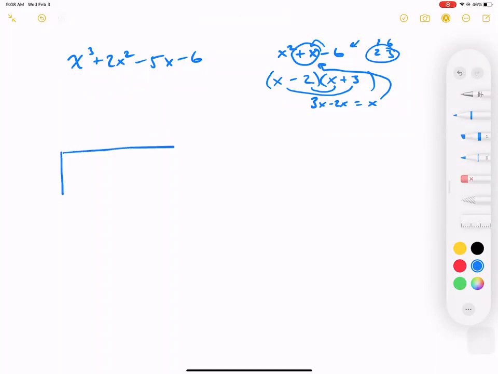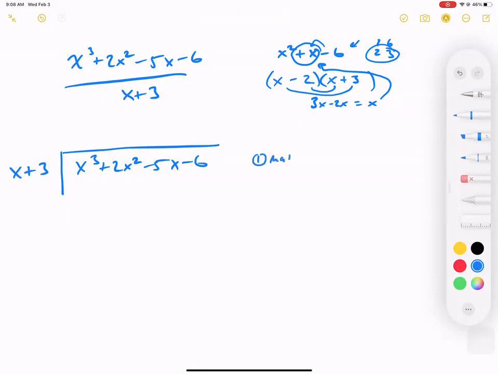When I'm doing long division, I write x cubed plus 2x squared minus 5x minus 6, and I'm going to ask you guys to divide this by x plus 3. So we learned in long division, we write x plus 3, and then we do our 3 steps. We match, we multiply, and then we subtract. These were our 3 steps for long division. Hopefully you guys remember these 3 steps.